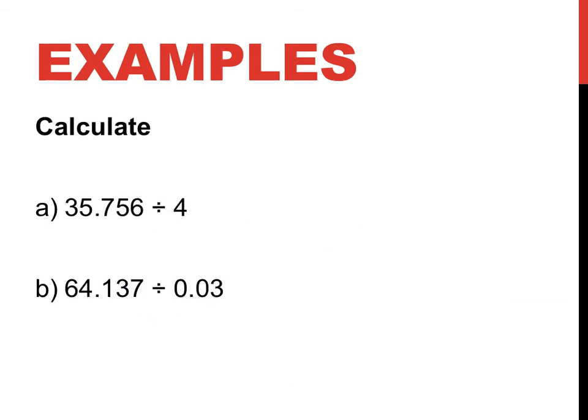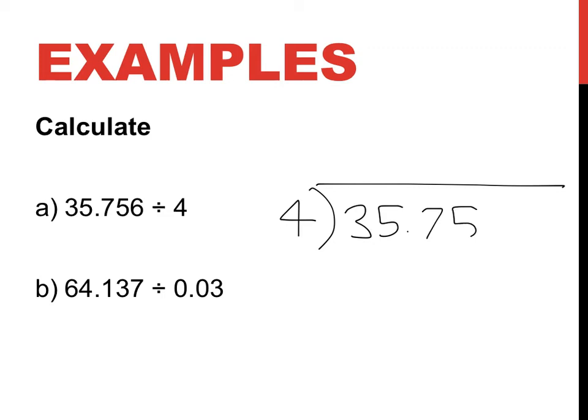Okay, let's look at these last 2 examples, and it's saying 35.756 divided by 4. So it's divided by 4, so 4 goes on the outside of my division. 35.756. I don't get rid of my decimal points. Don't do that this time. 4 into 3 doesn't go. You can put a 0 if you want.